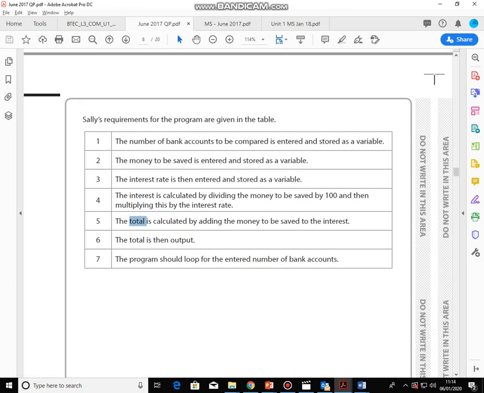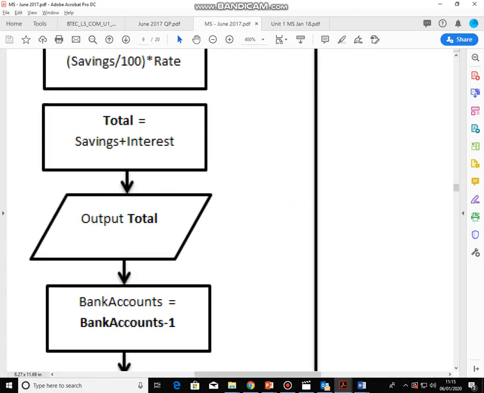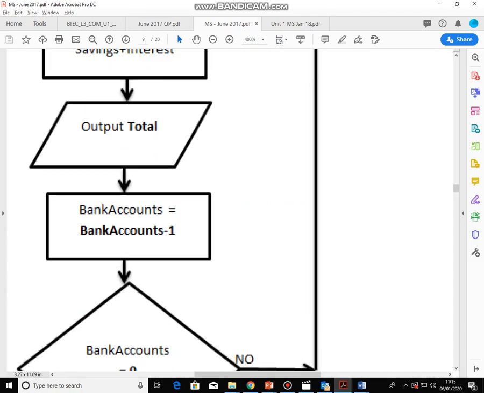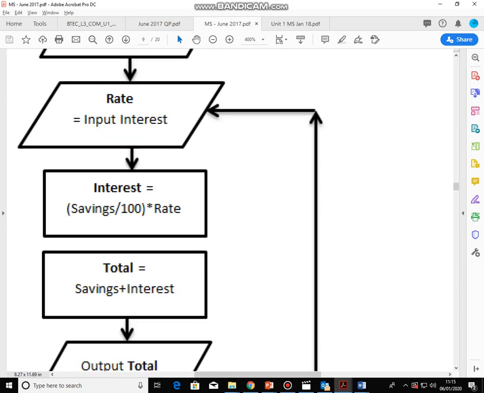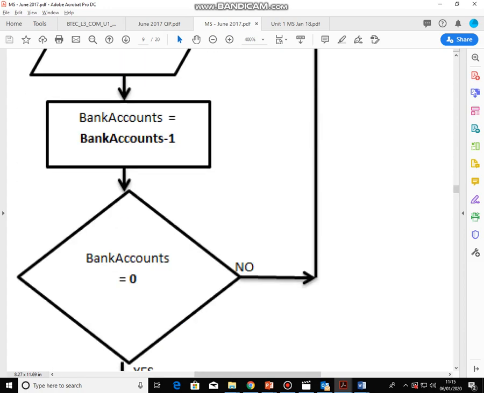And then the last thing here says the program should loop for the entered number of bank accounts. Now, if this were pseudocode, you would write a loop like a for loop or a while loop. But in a flowchart, a loop is very simple. You just draw a line going back to where they've indicated it needs to go back to. So we need to go back to where the person can enter the bank accounts, which is at the very top. So after our output, we need to loop to the beginning of here. So there is the loop going back.